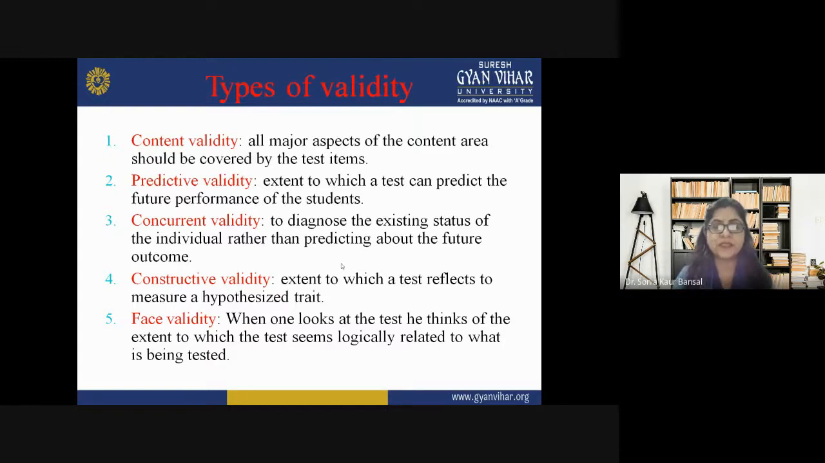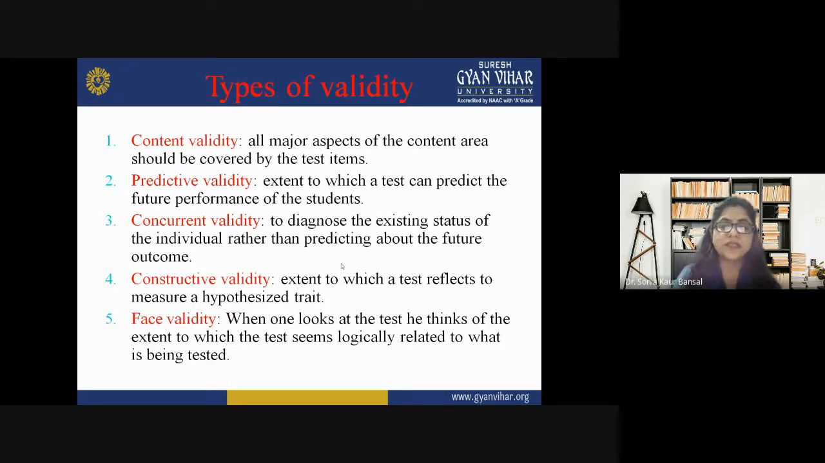At the present time, it is assessing well. And dear students, if it is not assessing that, then just believe me that it is losing concurrent validity, which is not good for our test. The next is constructive validity.